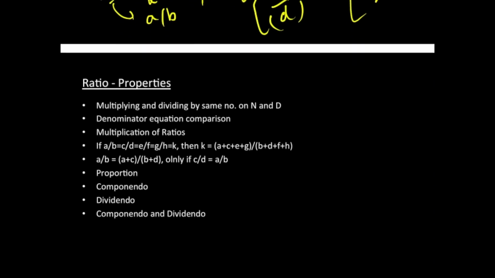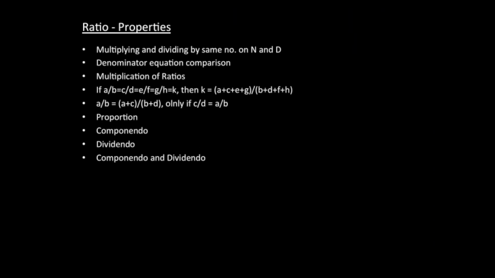Okay, let's move on. In the concepts part we will have a look at the properties involved, and that would clear our fundamentals, and we would be easily solving the questions. So the first property says multiplying and dividing by the same number on numerator and denominator. So if a upon b is one given number to us, and if you multiply it or divide it by the same number, let's say m being the same number, if you multiply m with a in the numerator and multiply b with m here, it becomes ma upon mb.